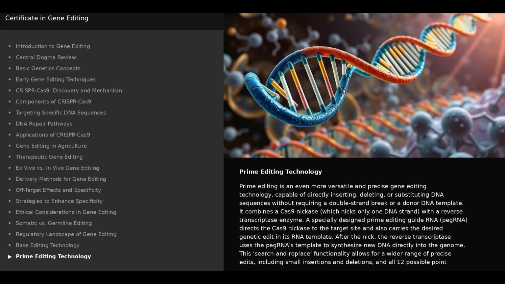After the nick, the reverse transcriptase uses the pegRNA's template to synthesize new DNA directly into the genome. This search and replace functionality allows for a wider range of precise edits, including small insertions and deletions, and all 12 possible point mutations. Prime editing significantly reduces the risk of indels and unwanted byproducts associated with double-strand breaks. Its enhanced precision and versatility make it a powerful tool for correcting a broad spectrum of genetic errors. This technology represents a major leap in the capabilities of gene editing. It offers unprecedented control over genetic modifications, pushing the boundaries of what is possible in genetic engineering.